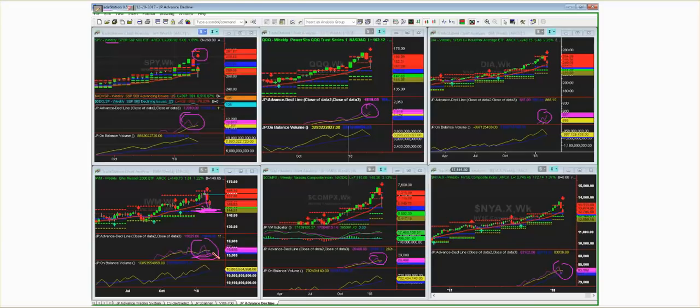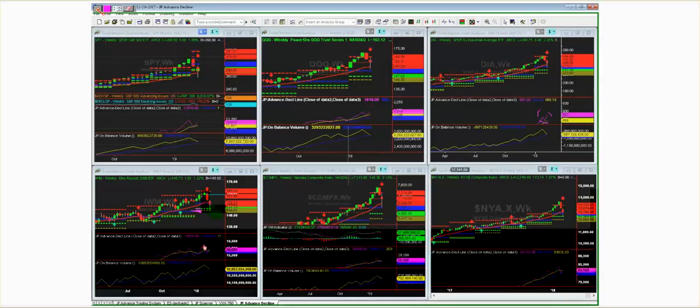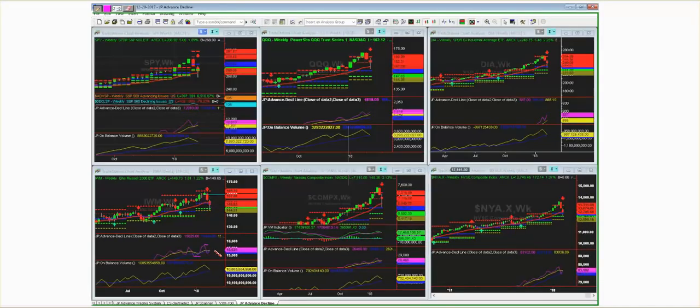Now, the Russell may be something that could outperform the overall market if the advance decline or the breadth starts to move positive before prices. This is a very interesting situation. So to confirm that, how would I use this tool? Well, let's take a look at the IWM versus the S&P 500.